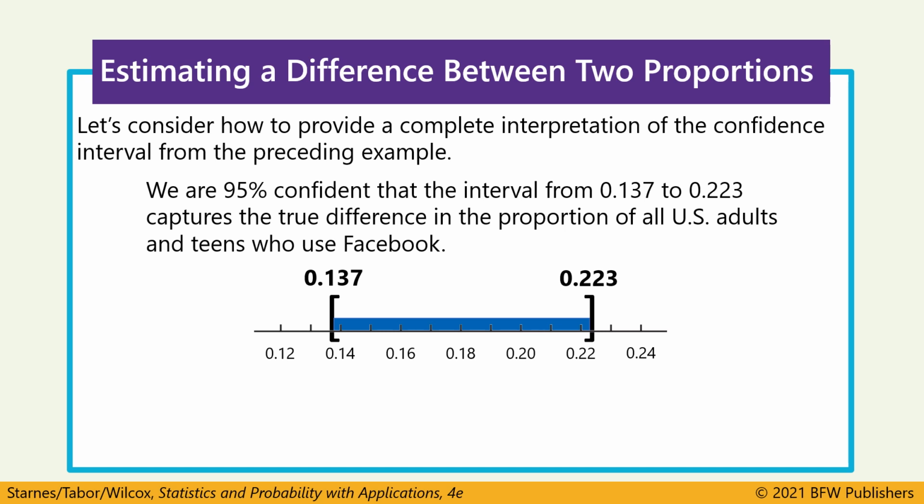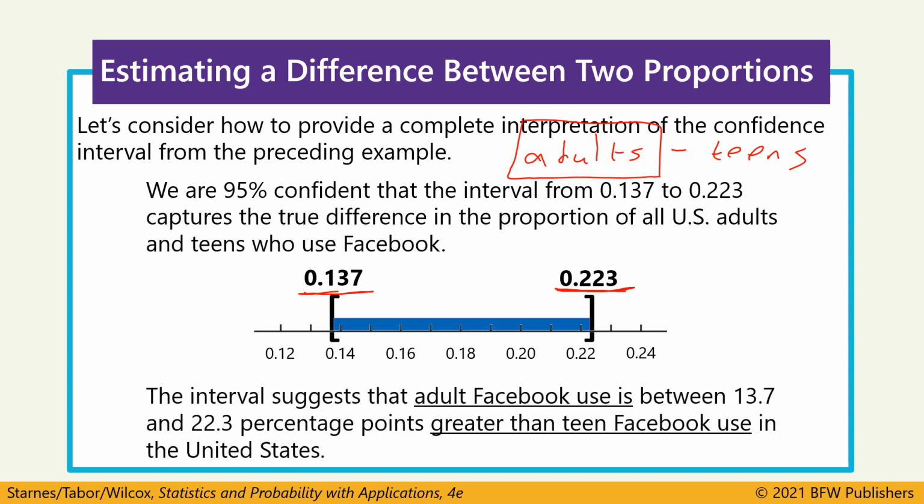The second way is we're going to look at the order in which we subtracted these when we made our confidence interval, and we had done adults minus teens. So this is telling us the proportion of adults in relation to the proportion of teens. Since these are both positive, it means adults are using Facebook at a higher proportion. So we could also write it like this. The interval suggests that adults using Facebook is between 13.7 and 22.3 percentage points higher than teen Facebook use.